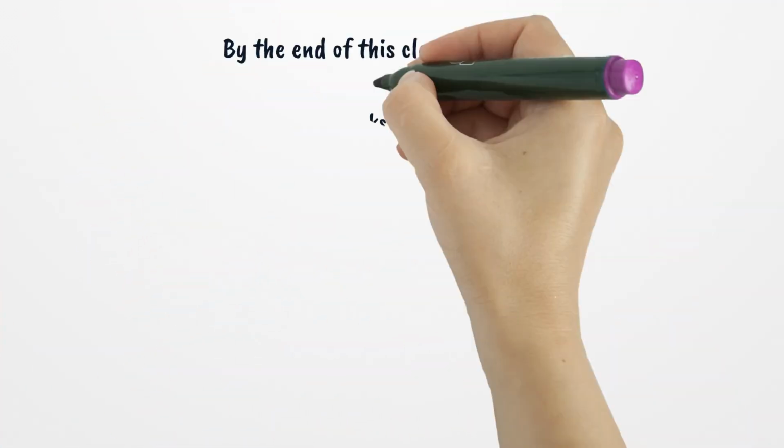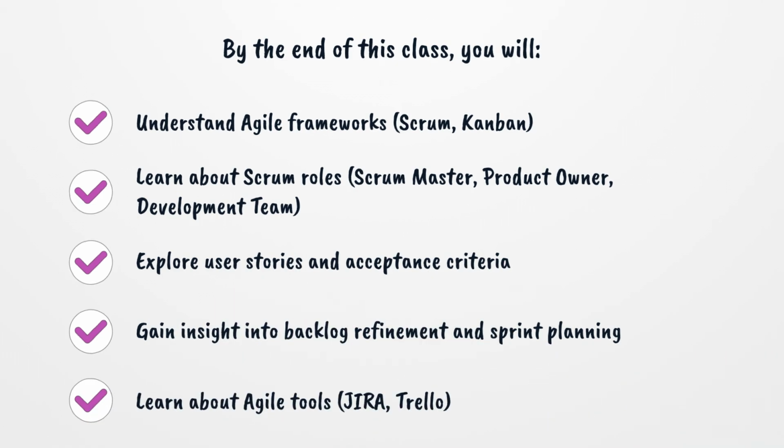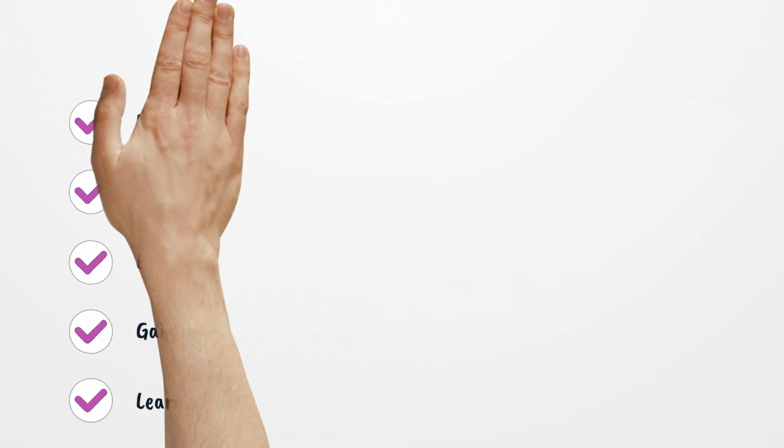By the end of this class, you will understand Agile frameworks, Scrum, Kanban. Learn about Scrum roles, Scrum Master, Product Owner, Development Team. Explore user stories and acceptance criteria. Gain insight into backlog refinement and sprint planning. Learn about Agile tools, Jira, Trello.